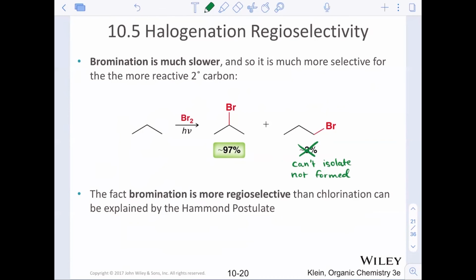So bromination is slower because hydrogen abstraction is endothermic. Chlorination is much faster and not selective because the rate determining step, the hydrogen abstraction, is exothermic. The Hammond postulate will be able to explain a little bit better for us.